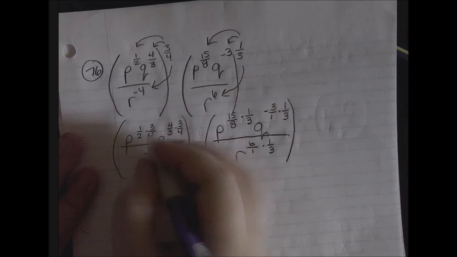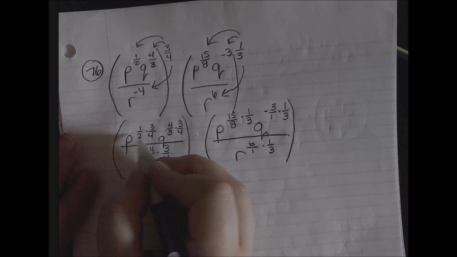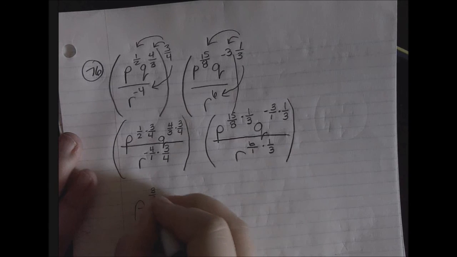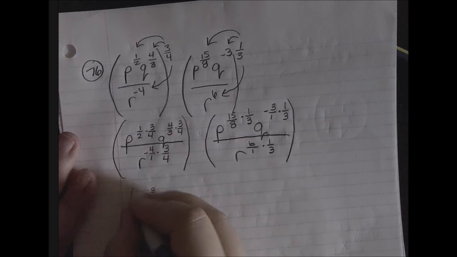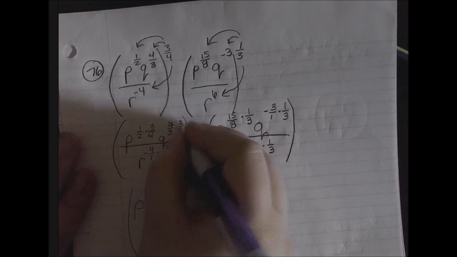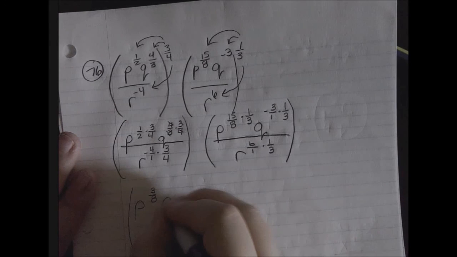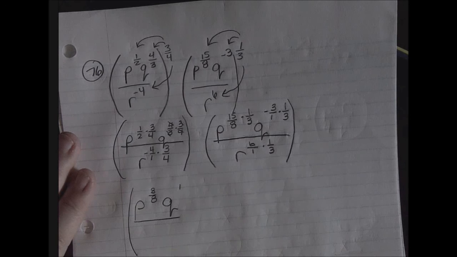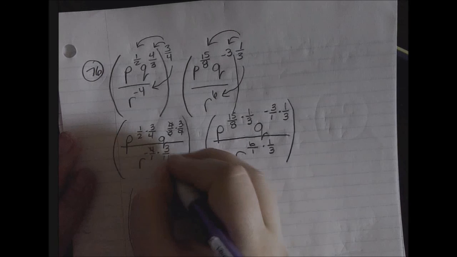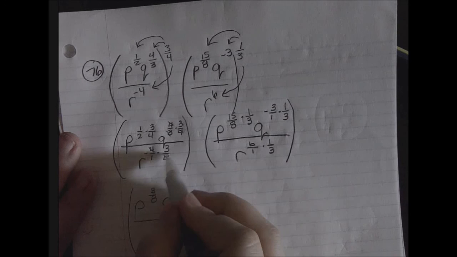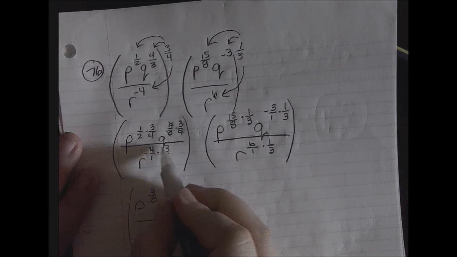So 1 times 3 is 3, 2 times 4 is 8. That gives me p to the 3 over 8. And then these 4's cancel and these 3's cancel, leaving me with just a q. You can write q to the first if you want to. Then these 4's cancel, leaving me with just an r to the negative 3, because a negative times a positive is a negative, and then 3 times 1 is 3.